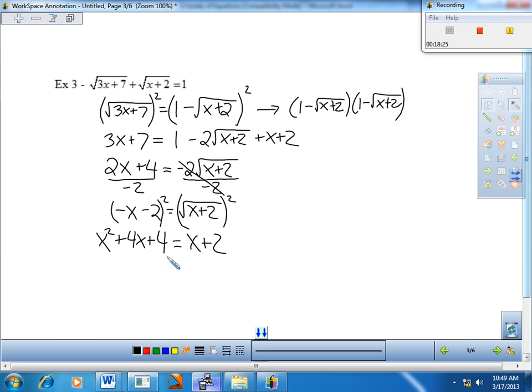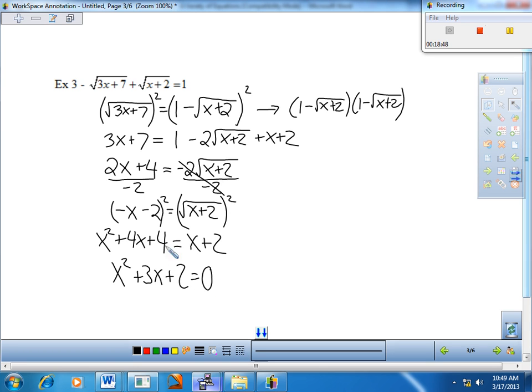Wow, that is very cool because now I'm in a pretty comfortable position. The roots are gone, thank goodness. It took 2 times, but we did it. Now let's bring this on over and solve this quadratic. I get x squared, plus 3x, and plus 2.